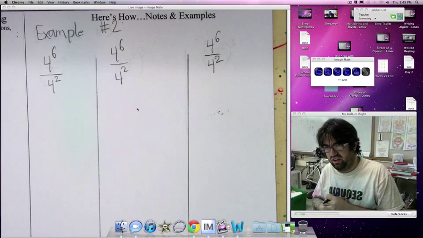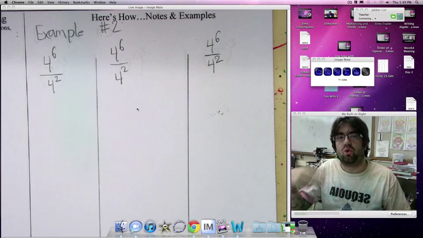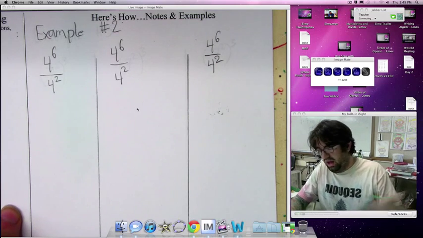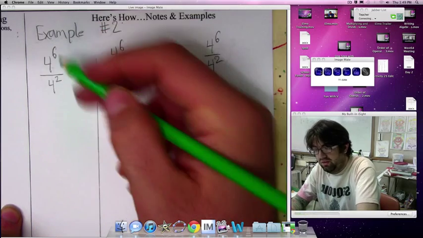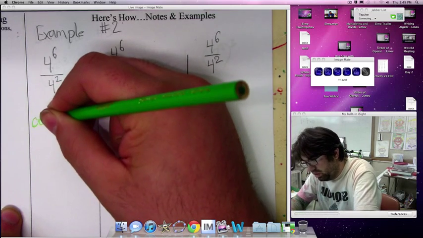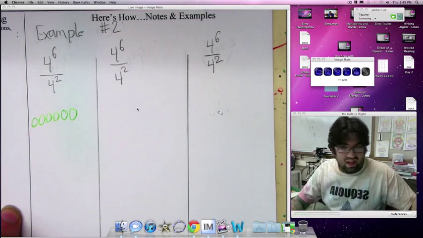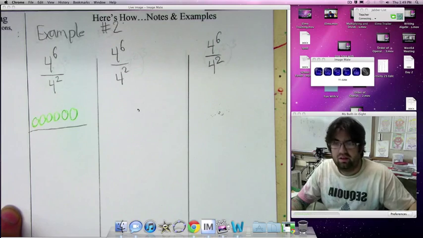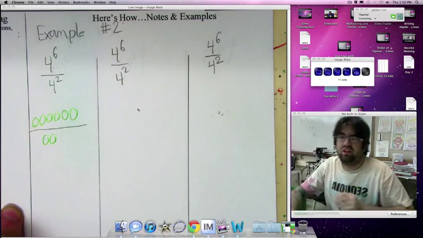Let's look at this second example. 4 to the 6th power divided by 4 squared. Let's check it out. I'm going to take my 4s, and I have 6 of them up top, right? 1, 2, 3, 4, 5, 6. And this is being divided by 4 squared, so I have 1, 2 4s down there.